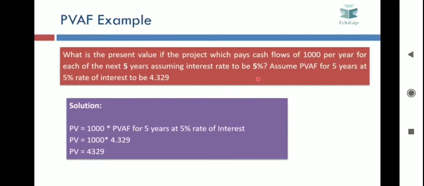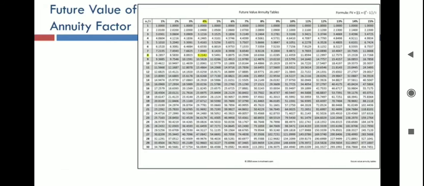And it's given in the question that the present value annuity factor for 5 years at 5% rate of interest is 4.329. So here directly you can find the present value by multiplying 1000 by the present value annuity factor for 5 years at 5% rate of interest, which is given as 4.329. So your answer would come out to be 4329.